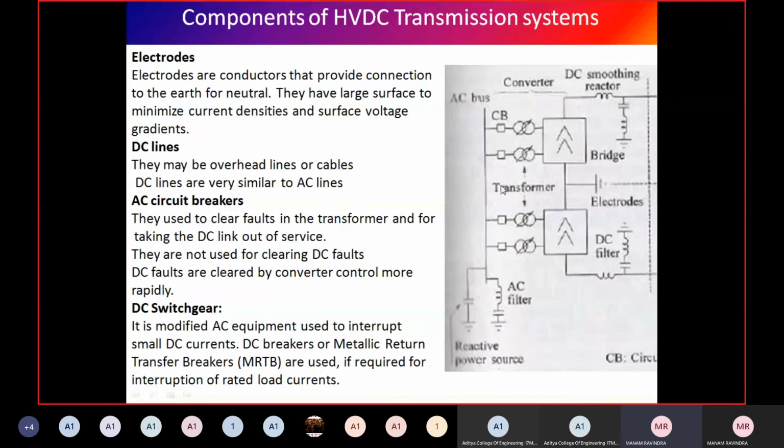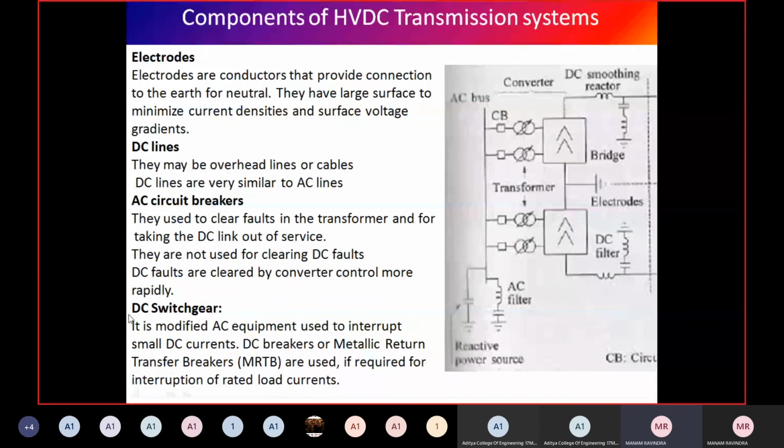Okay, this AC part can be isolated using the AC circuit breakers. Next, DC faults are cleared by converter control. Suppose you want to clear the DC faults by rectification in a rectifier, by using firing pulses, by using gate pulses, by giving some signals, we can control this. Using some modulation techniques, the rectification and inversion pulses can be controlled in the DC faults.